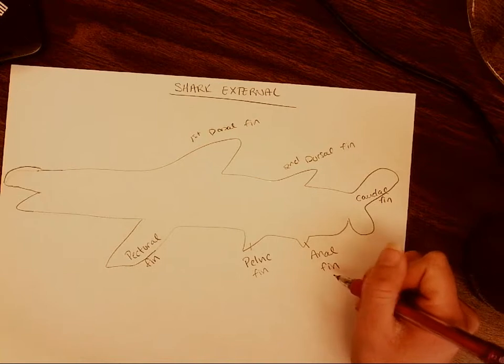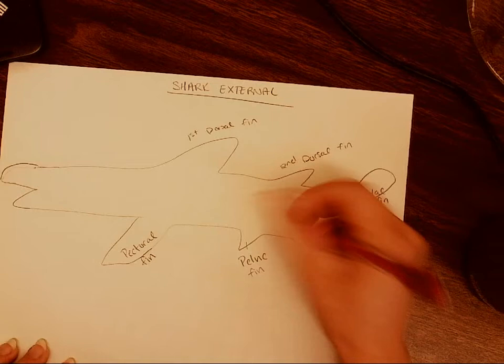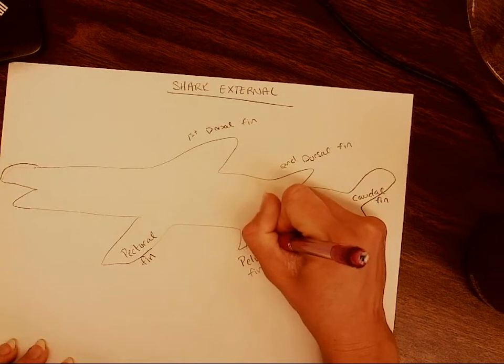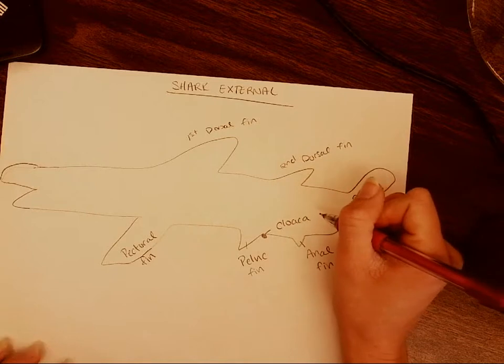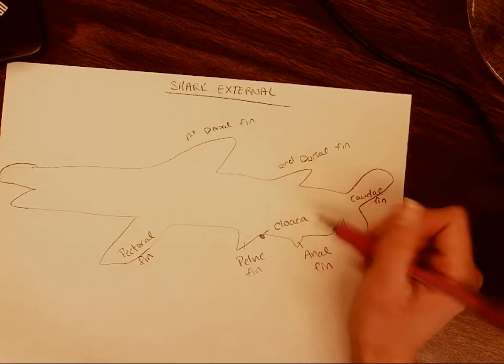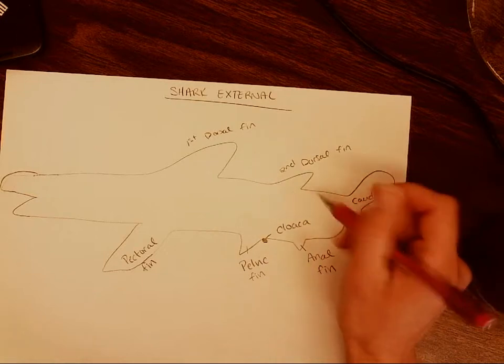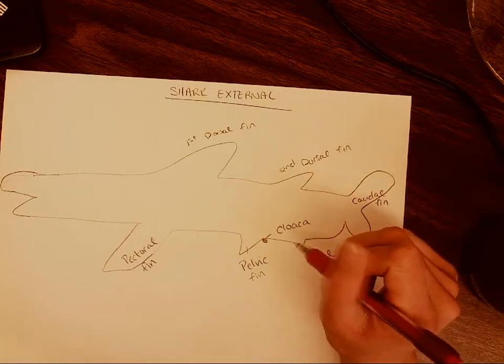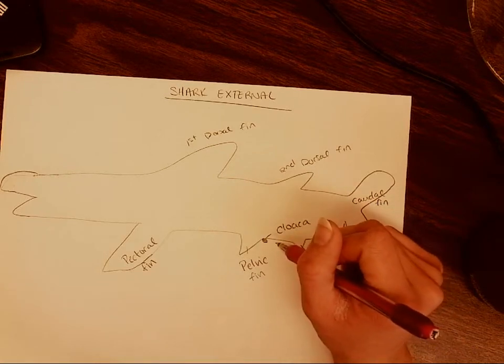If we're going to keep labeling some things here, near our pelvic fin, this is where we're going to see the cloaca. And you guys remember from our frog, this is just a general opening where all waste is going to exit, so that's going to include urine, feces. Then we also see sperm and egg are going to be released through this opening.